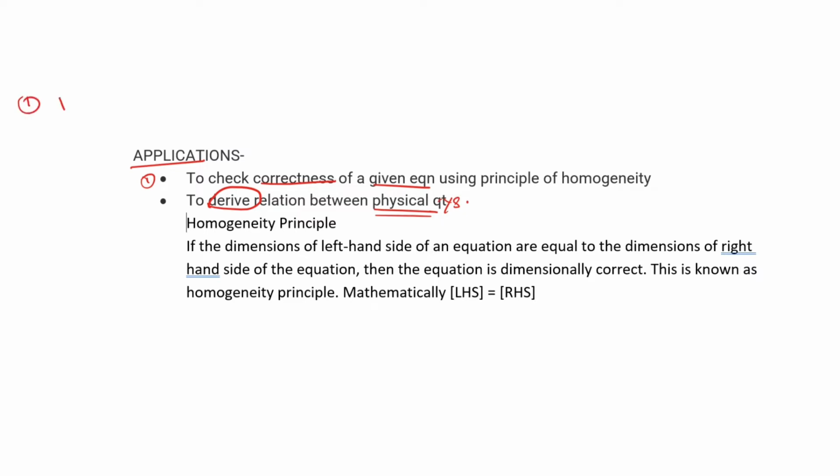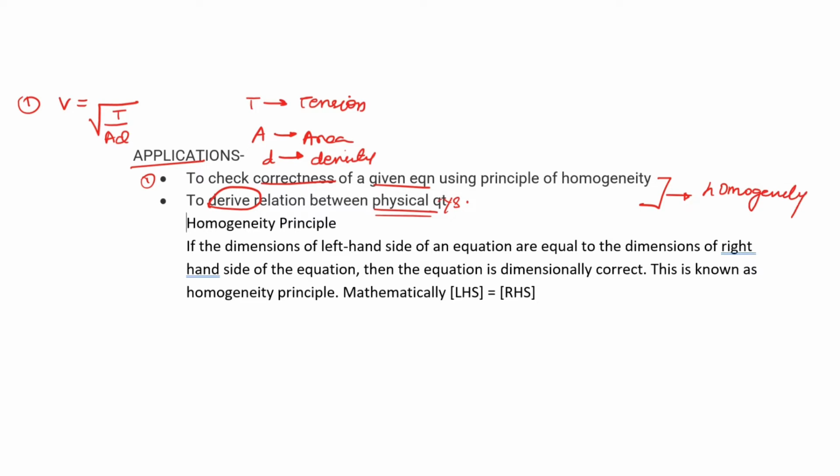First of all, let's take an example. Say I give you a random equation like this: V is equal to under root T by AD, where T is the tension, A is the area, D is density and V is the velocity. Now what we have to do is check whether the given equation is correct or not. For this we use the homogeneity principle.